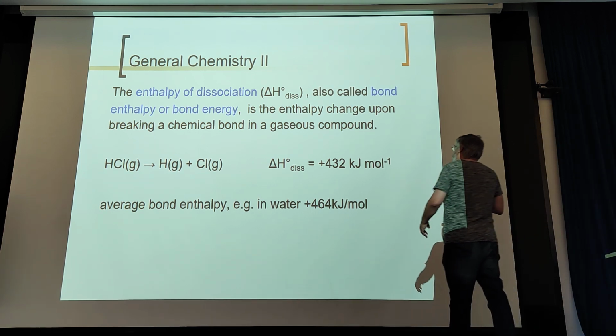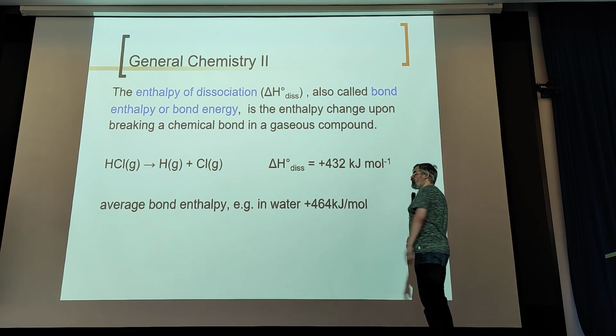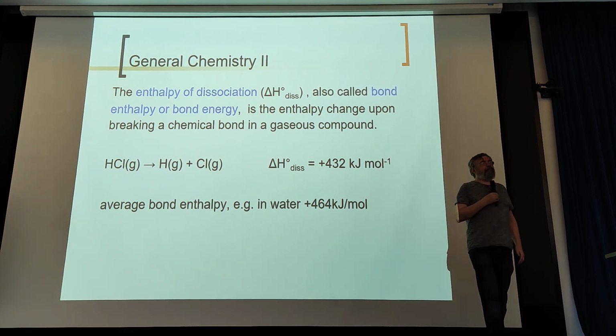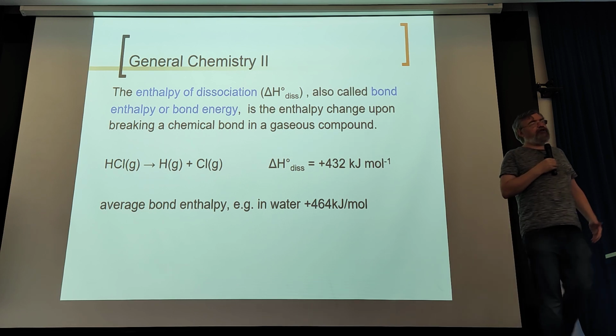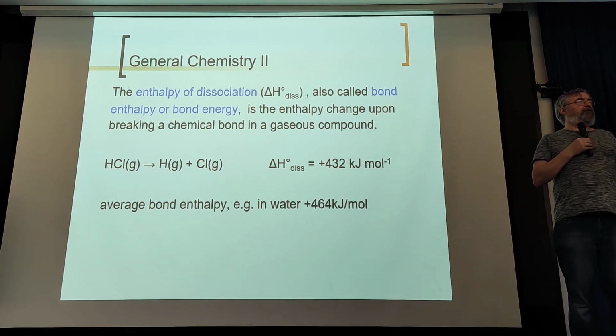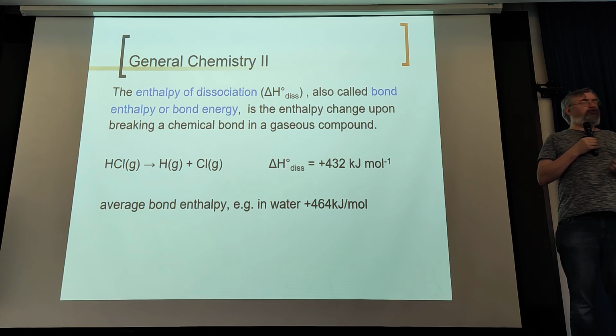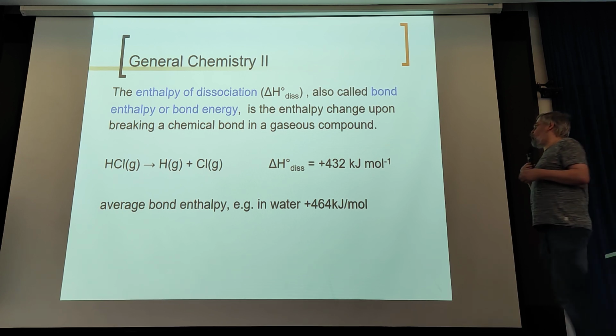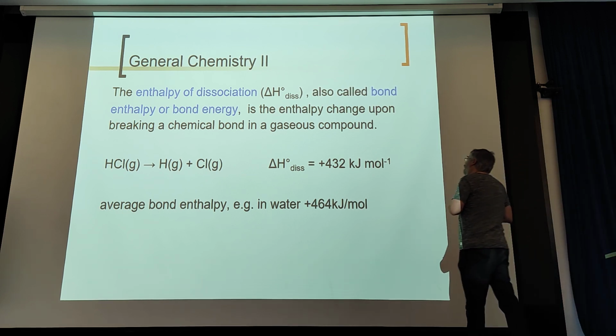And so also there, these kind of bond enthalpies you can find in tables. Sometimes it's an average bond enthalpy when you have several bonds in the same molecule, like in water. For instance, to break water, you need on average per oxygen-hydrogen bond 464 kilojoules per mole.